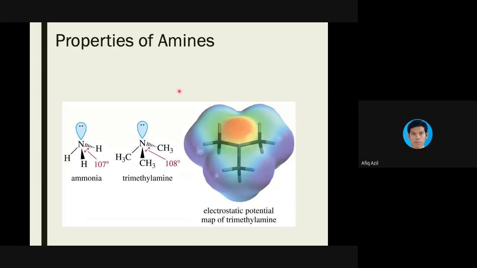So then we go to the properties of amine. Earlier I've shown the structures of ammonia. So this is ammonia, and this one is the tertiary amine, trimethylamine. If you look at this, this blue colored thing is what we call the lone pair. You have two electrons over here, and the angle between the hydrogens is 107 degrees for ammonia, and 108 degrees for trimethylamine.